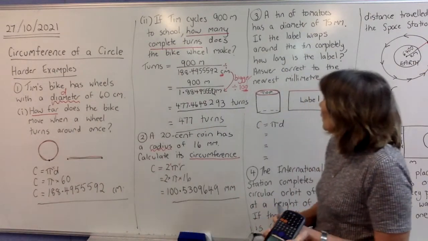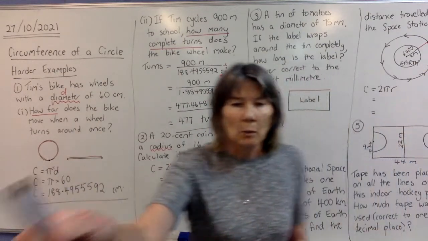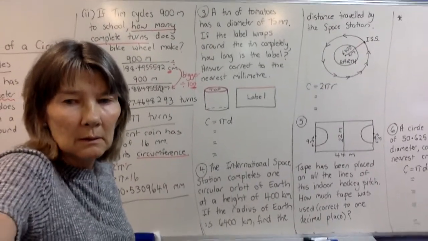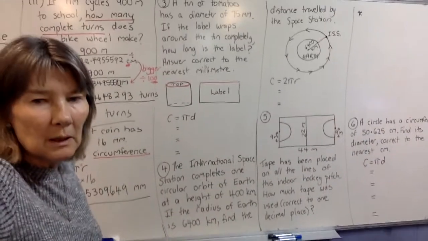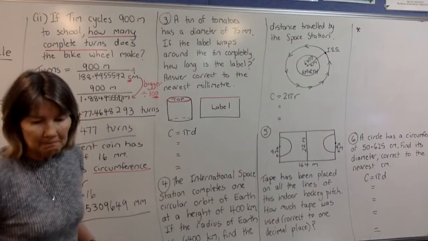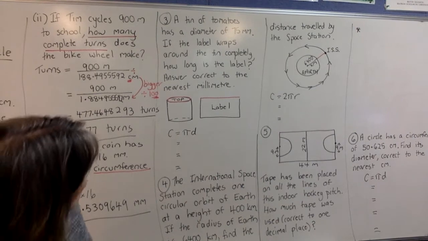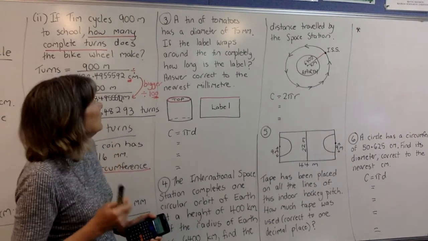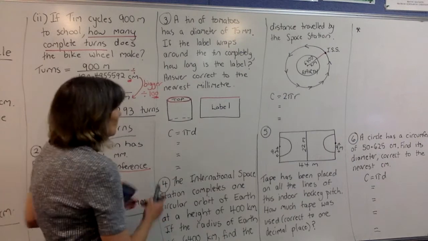All right, so in question 3, we're looking at a tin of tomatoes. It has a diameter of 75 millimetres. If the label wraps around the tin completely, that means with no overlap, how long is the label?